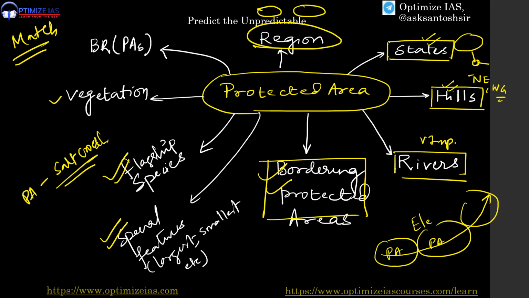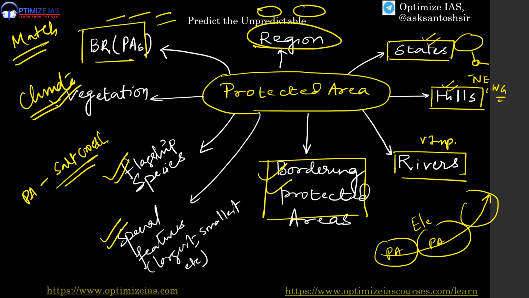Next, they are going to frame questions on vegetation, like what kind of vegetation is found in that protected area, what kind of climate is found in that protected area. And last but not the least, they give a biosphere reserve and list all the protected areas within that biosphere reserve, and they ask you how many of them are situated in that biosphere reserve.